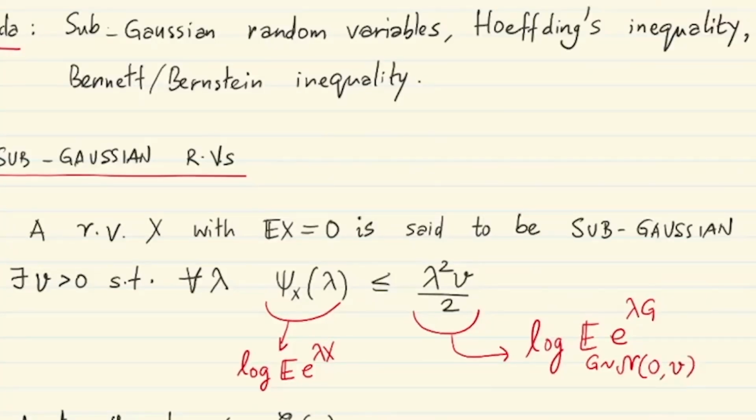This is the reason why this random variable x is called sub-Gaussian. It's because its log moment generating function is upper bounded by the log moment generating function of a normal random variable with the appropriate variance, which is v in this case.